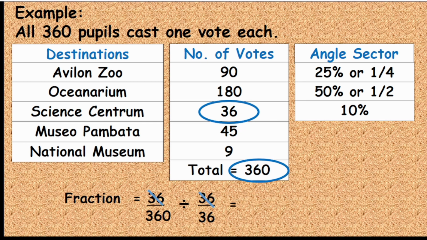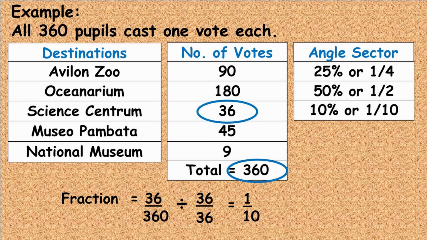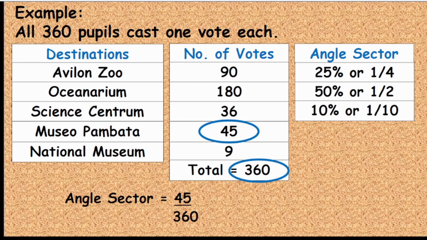So 36 divided by 36 is equal to 1. 360 divided by 36 is equal to 10. So the fraction form of 10% is 1/10. Now let's proceed to Museo Pambata.